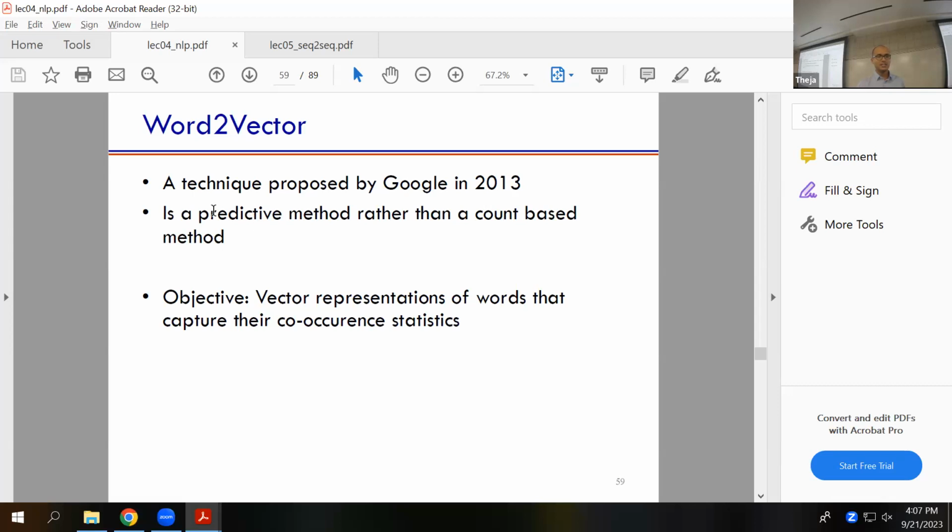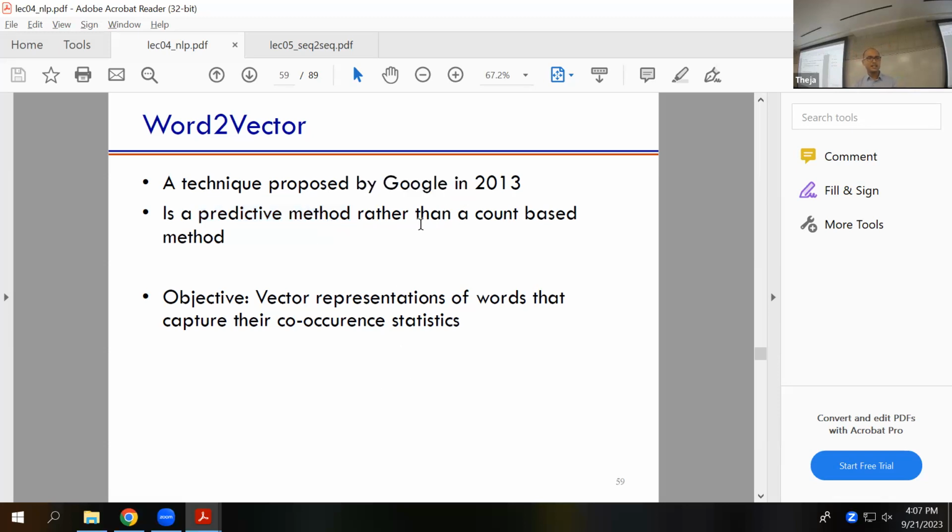What we want to do is a predictive method. So we want to have some auxiliary prediction problem and then learn good embeddings. And this time we'll actually reason why we got good embeddings, as in good in the sense that words in similar contexts get similar vectors.